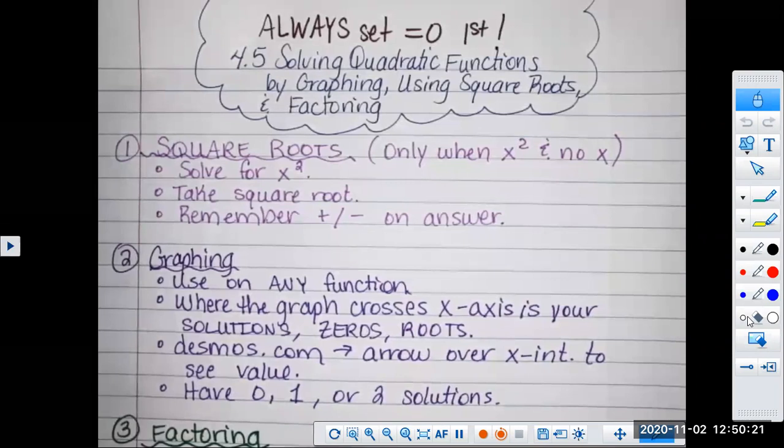All right, in section 4.5, we're going to be solving quadratic equations, quadratic functions by graphing, using square roots, and factoring. I'm going to show you how to either use a graphing calculator if you have one, or you can go to desmos.com for the graphing method. You're going to love that method. To me, that's the easiest thing on here. There's not a lot of work to do. You just type in an equation and go look at your graph or look at your table, and you'll find your answers from that.